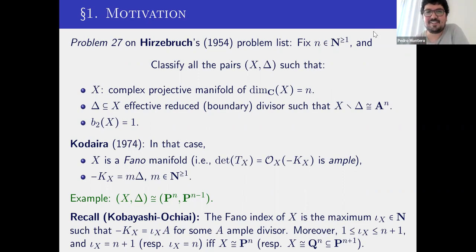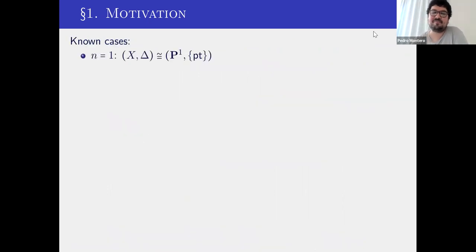Okay, so this is our context. So let me give you some positive answers. In dimension one, the answer is pretty simple. It's P1, and the boundary has to be a point. This is actually a very funny exercise from topology if you want. First of all, since it is a rational curve, the curve has to be P1. So the question then is, how many points can I remove in order to get the affine space? And you can, I don't know, convince yourself that you can only remove one point because of the fundamental group if you want. Of course, there are other ways to see it, but I think this is a funny exercise of topology.